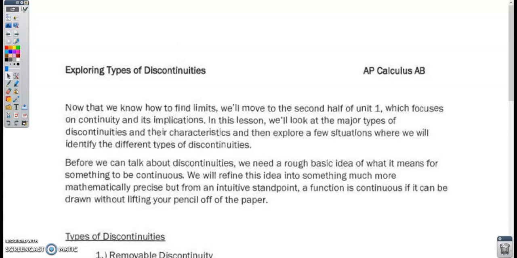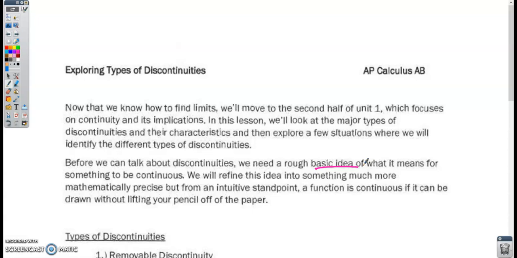In this lesson, we're going to look at the major types of discontinuities, and then look at some ways to identify discontinuities from functions and graphs. Before we can talk about discontinuities, though, we need a basic idea of what it means for something to be continuous.